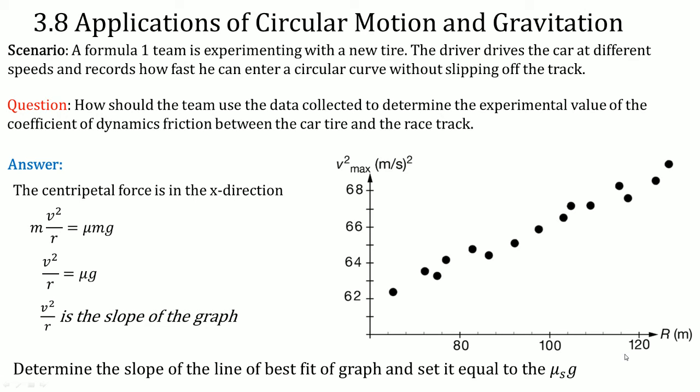So you want to determine the slope of the line of best fit, because notice the data are all over the place. So you want to draw a line of best fit, which is a straight horizontal line right here. And if you calculate its slope, you can now set that equal to mu g. And this should not be mu s, it should be mu k g. And that will get you the coefficient of the dynamic friction.